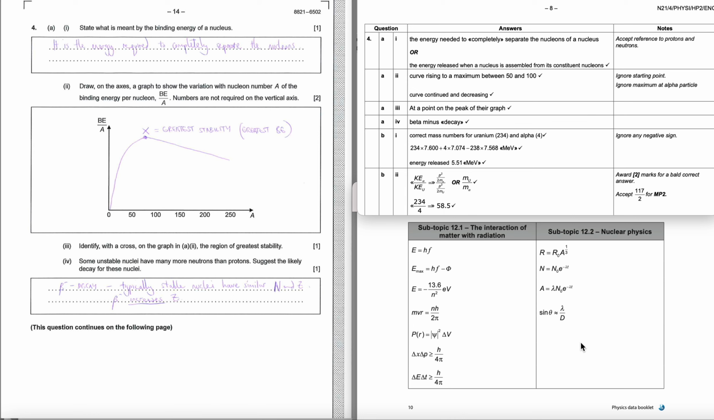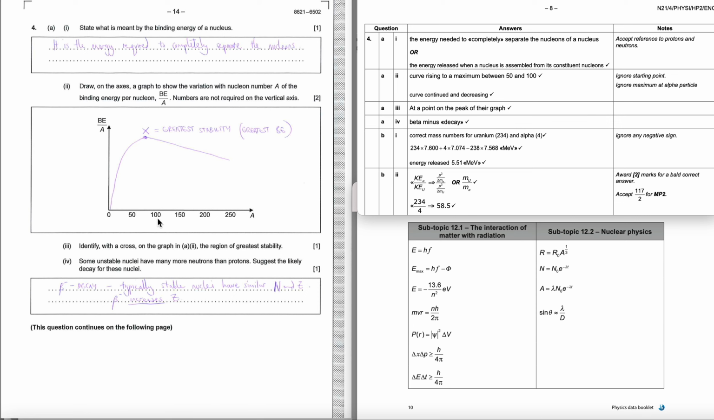We're then asked to draw a graph to show the variation of binding energy per nucleon with nucleon number. That's the quantity I just mentioned before. You're not required to remember any numbers, absolutely not. But you are required to remember this standard shape which is on the screen. You can see we've got a curve rising to a maximum, and our maximum needs to be somewhere between 50 and 100.